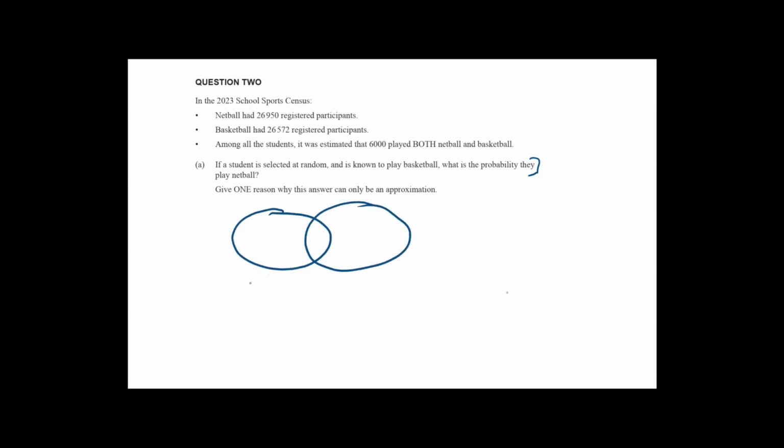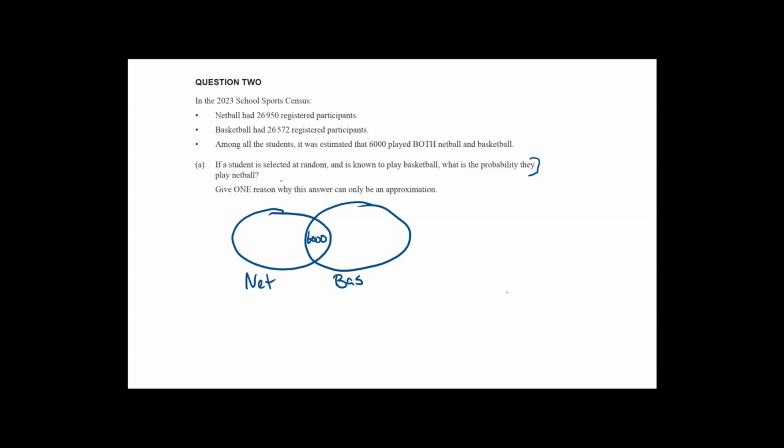So let's call this one netball. Let's call this one basketball. And we know that 6,000 play both. That sounds about right, because a lot of those netball players in the Silver Ferns also play basketball. Similar games, where you score points by putting balls through a hoop. It's up in the air.